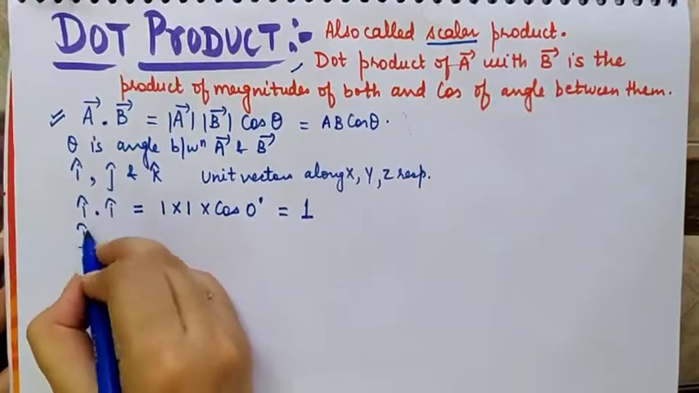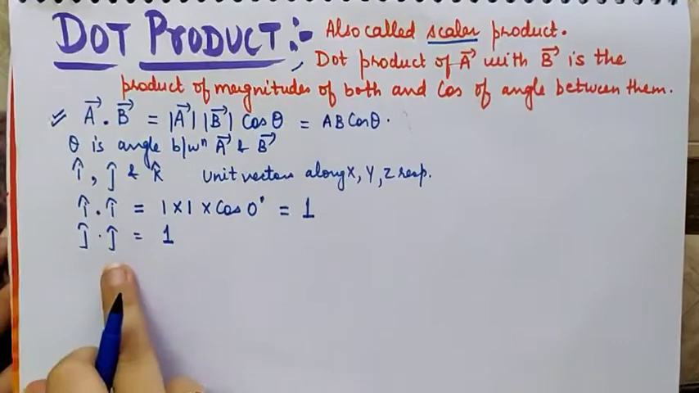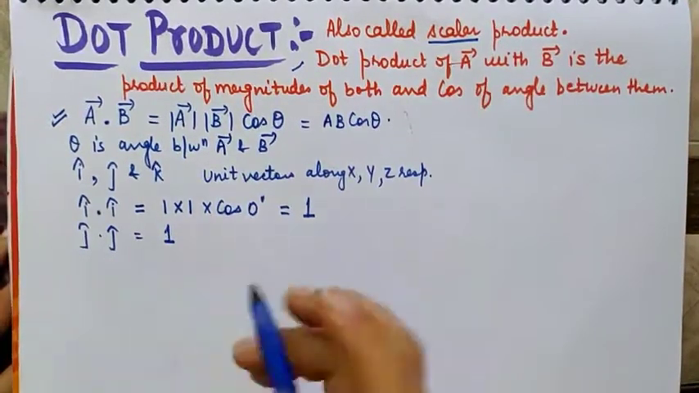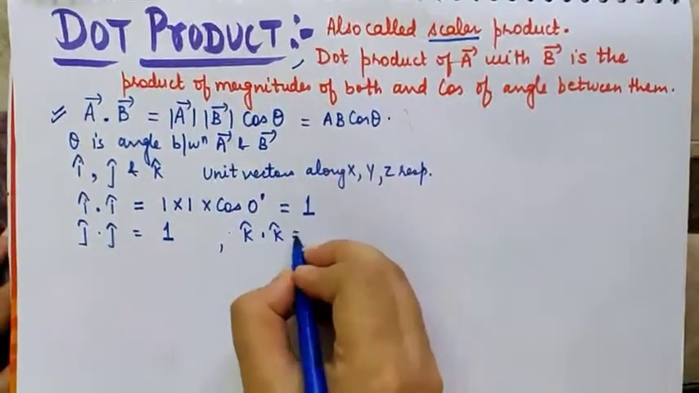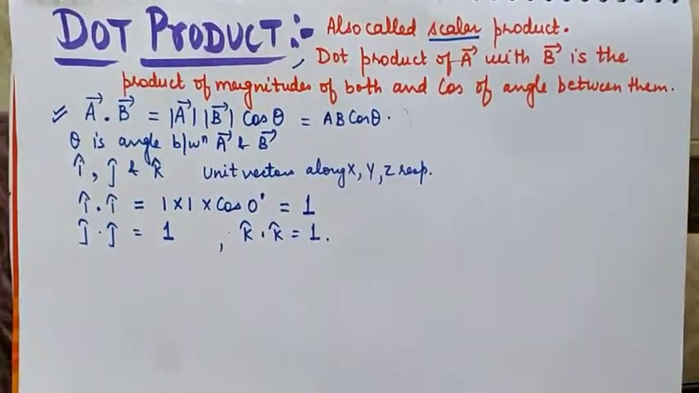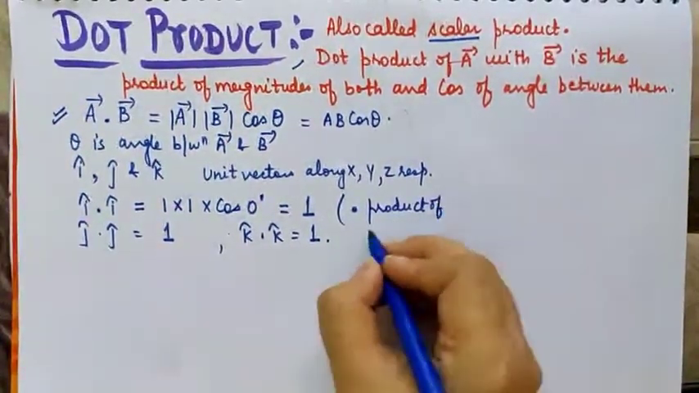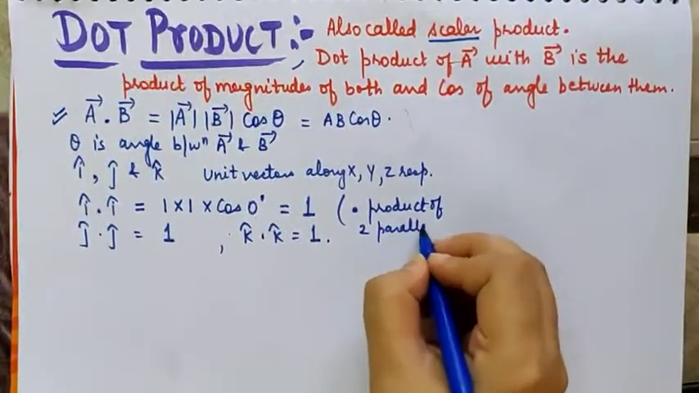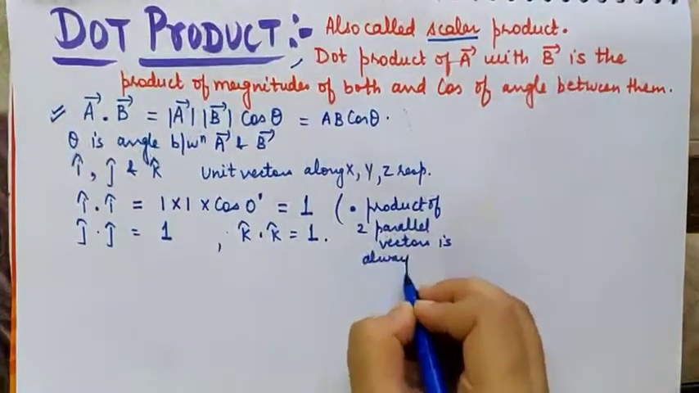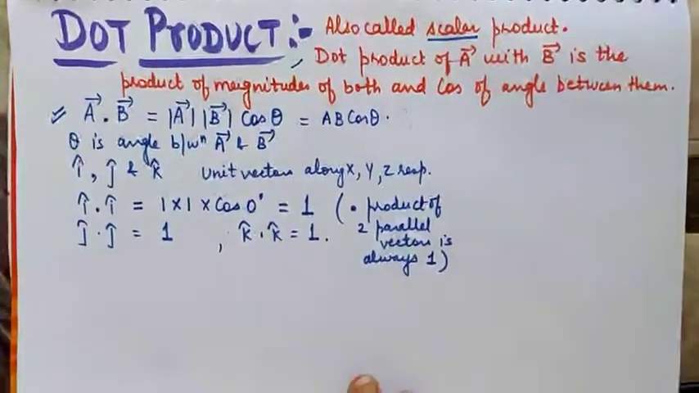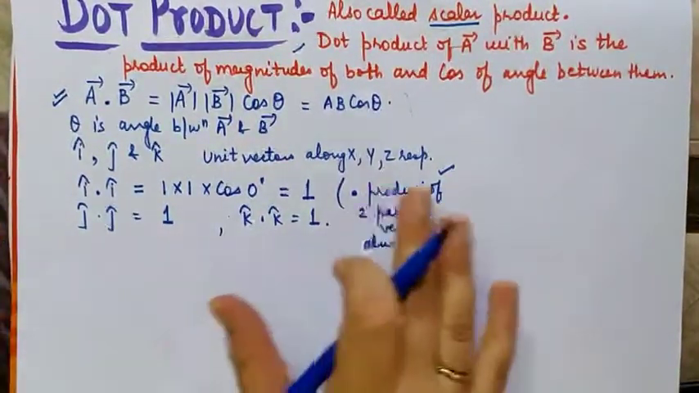Similar practice can be done with j dot j, which will be equal to 1 again, because j and j are in the same direction. And similarly, if I do it for k dot k, the answer again shall be equal to 1. That means I can write that the dot product of two parallel vectors is always equal to 1. So by default you can learn this statement or this formula.